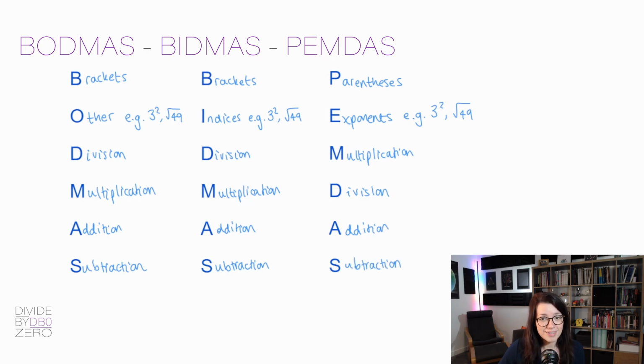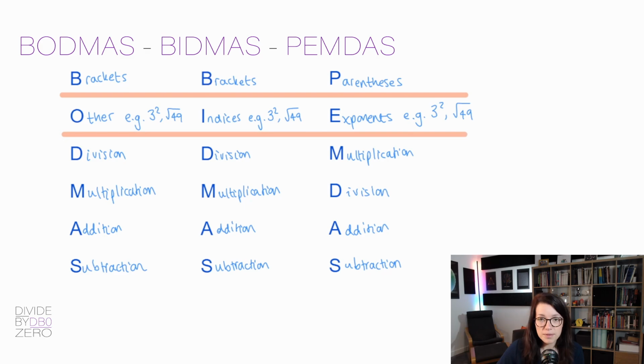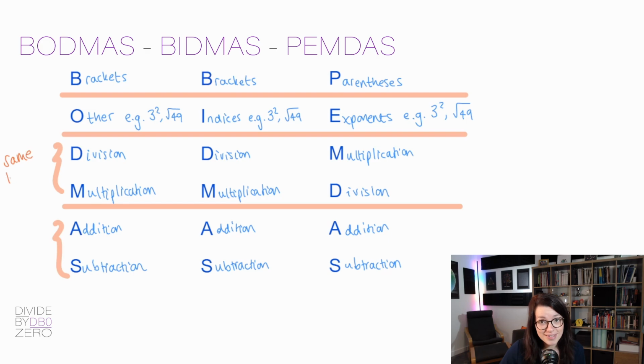Now, one thing with these acronyms, which is really important, is that certain letters are actually on the same level as each other. By that, I mean brackets or parentheses are always done first. Indices, exponents, square rooting, cube rooting, all that other stuff is always done second. But then division and multiplication are actually on the same level as each other. And addition and subtraction are also on the same level as each other.